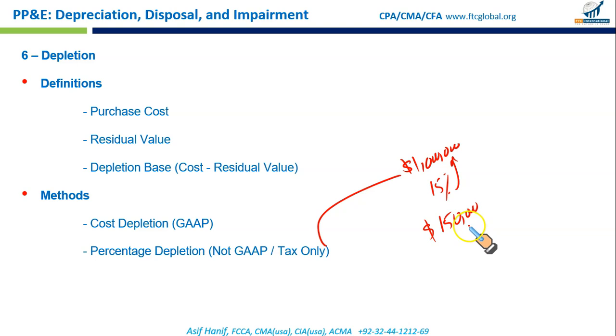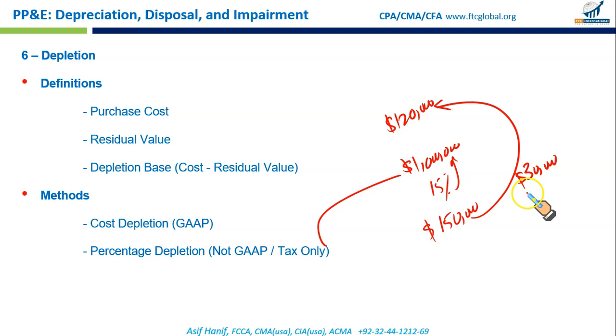Now the question that arises is, can this deduction, 150,000, exceed cost depletion? That's the question we need to answer. The answer is yes. Let's say your cost to extract is $120,000 and your percentage depletion deduction of 150,000 exceeds your cost by $30,000. Fine. So what is the maximum upper ceiling? What is the cap?